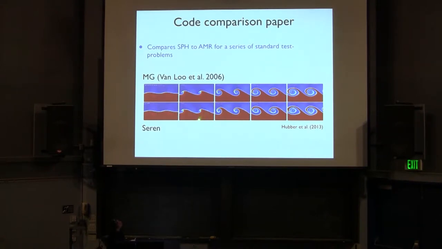And actually, SEREN doesn't look too bad. There's the AMR on the top and SEREN at the bottom. At late times, you get these extra instabilities growing on top of the roll there, but it's not too bad. Okay.